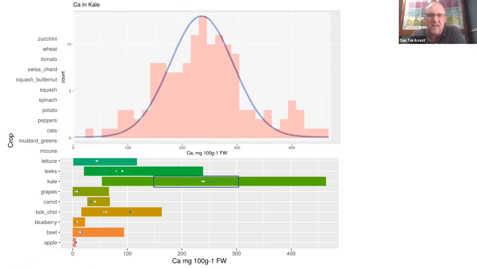Another point worth making about this histogram is it follows nicely along what we call a bell curve, or a normal distribution. You would often expect in natural systems that most of the data is bunched around the average, and as you get farther away from the average, you get fewer observations. And again, it's a good internal quality check to say we're getting enough samples from a wide enough variety of places that we are getting a good representation of the actual variation of calcium in kale.